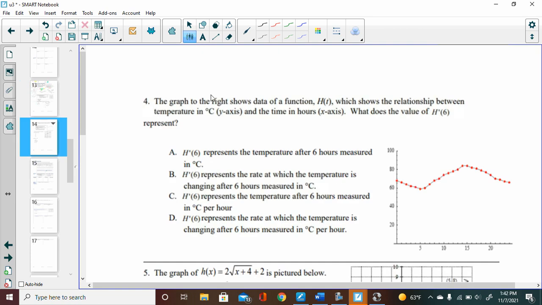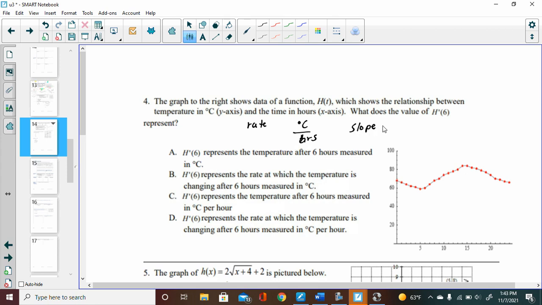It says the graph to the right shows the data of a function, h of t, which shows the relationship between temperature in degrees and the time in hours. What does the value of h prime of 6 represent? So the keywords I'm looking for: it represents a rate, and it represents the degrees over the time, which is in hours. So this derivative represents a slope. Those are other keywords.